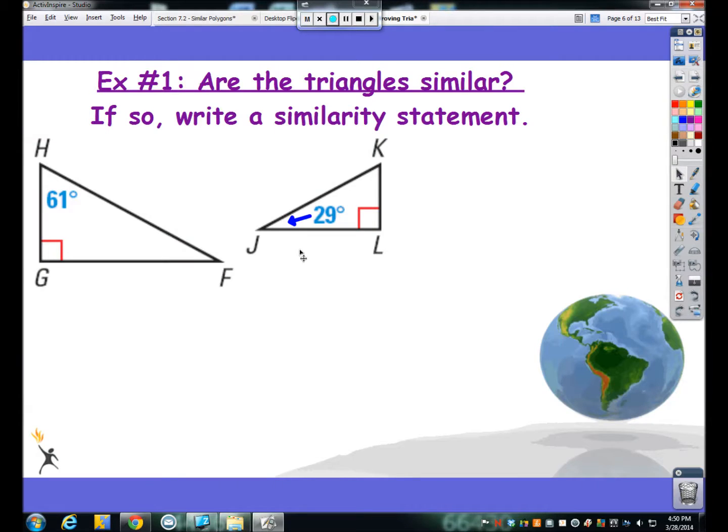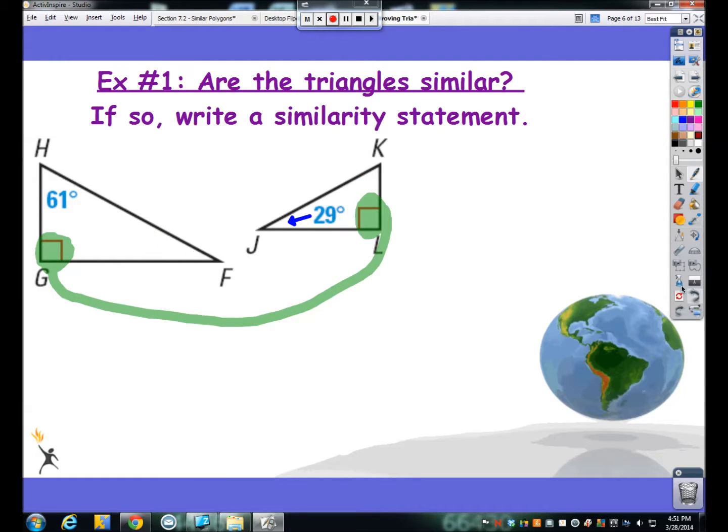So, first example, are these 2 triangles congruent? I don't know. Let's see. I've got 1 set of matching angles. I can see I've got some matching 90s, but I got a 61 and a 29, and those aren't the same, so I don't have angle-angle, right? Well, maybe, maybe not. We don't know what the third angles are in both of those triangles.